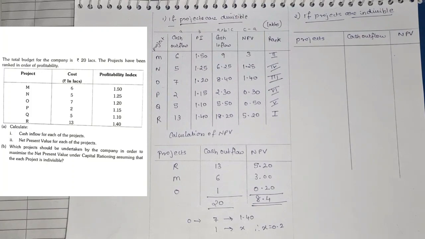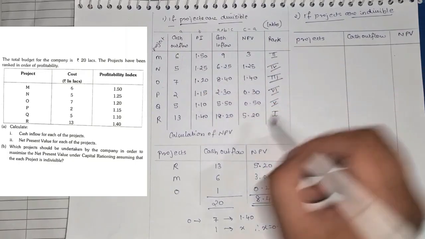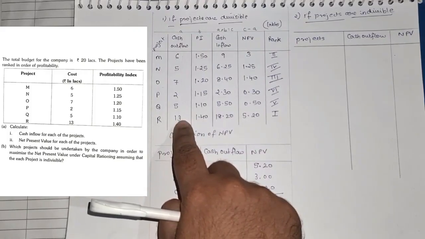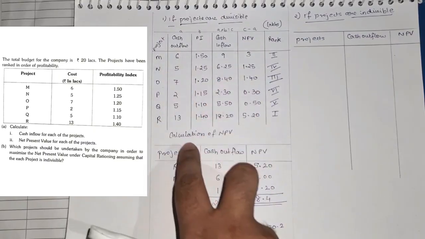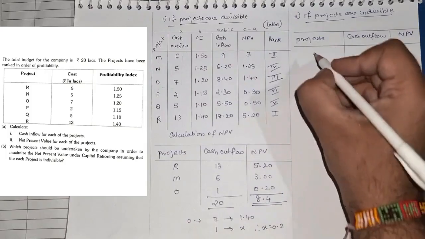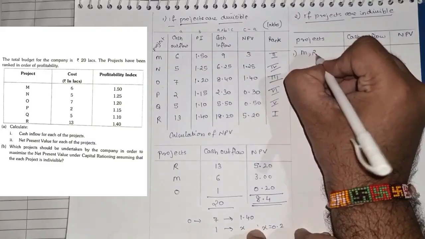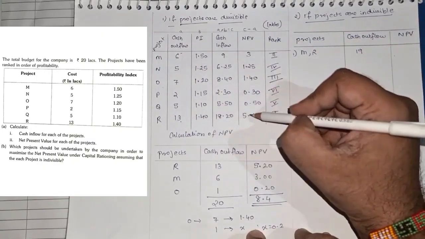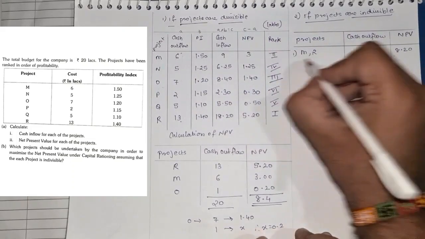So let us try finding out various alternatives. Always first try using the highest NPV. Remember R fetches me the highest NPV. R is the highest and M is the second highest. But 13 plus 6 will become 19 lakhs, so let us start with that. What if I take project M and R? The total outflow is 13 plus 6, which is 19 lakhs. 5, 6, 7, 8. I'm getting 8.20 NPV.